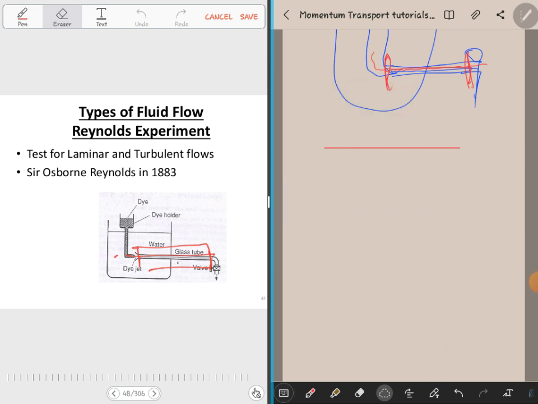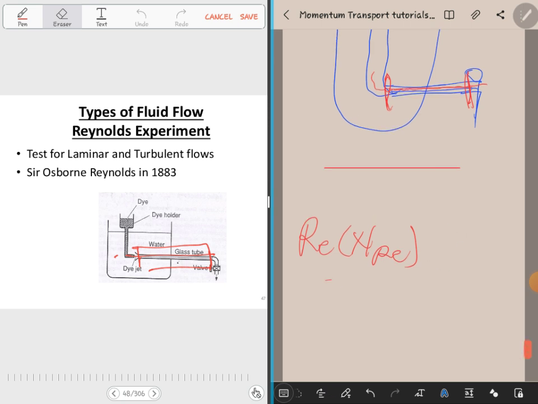Again, I'm stressing this because it's very important, and you see it a lot. Let me write this. If you have RE, which I said initially is the same as NRE, and it's greater than 2100, we say it's turbulent, per Reynolds' experiment. But if you have less than 2100, we say it's laminar.